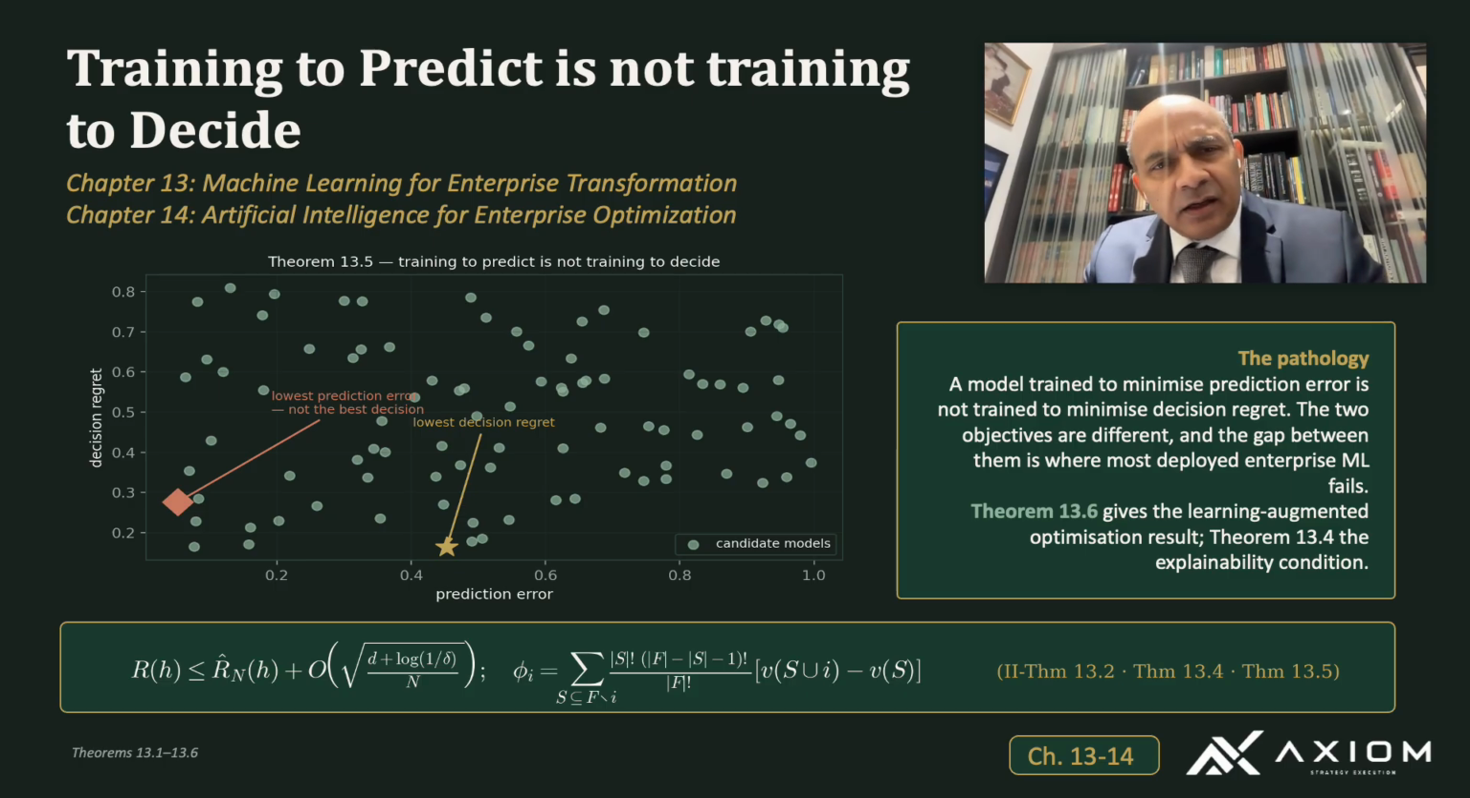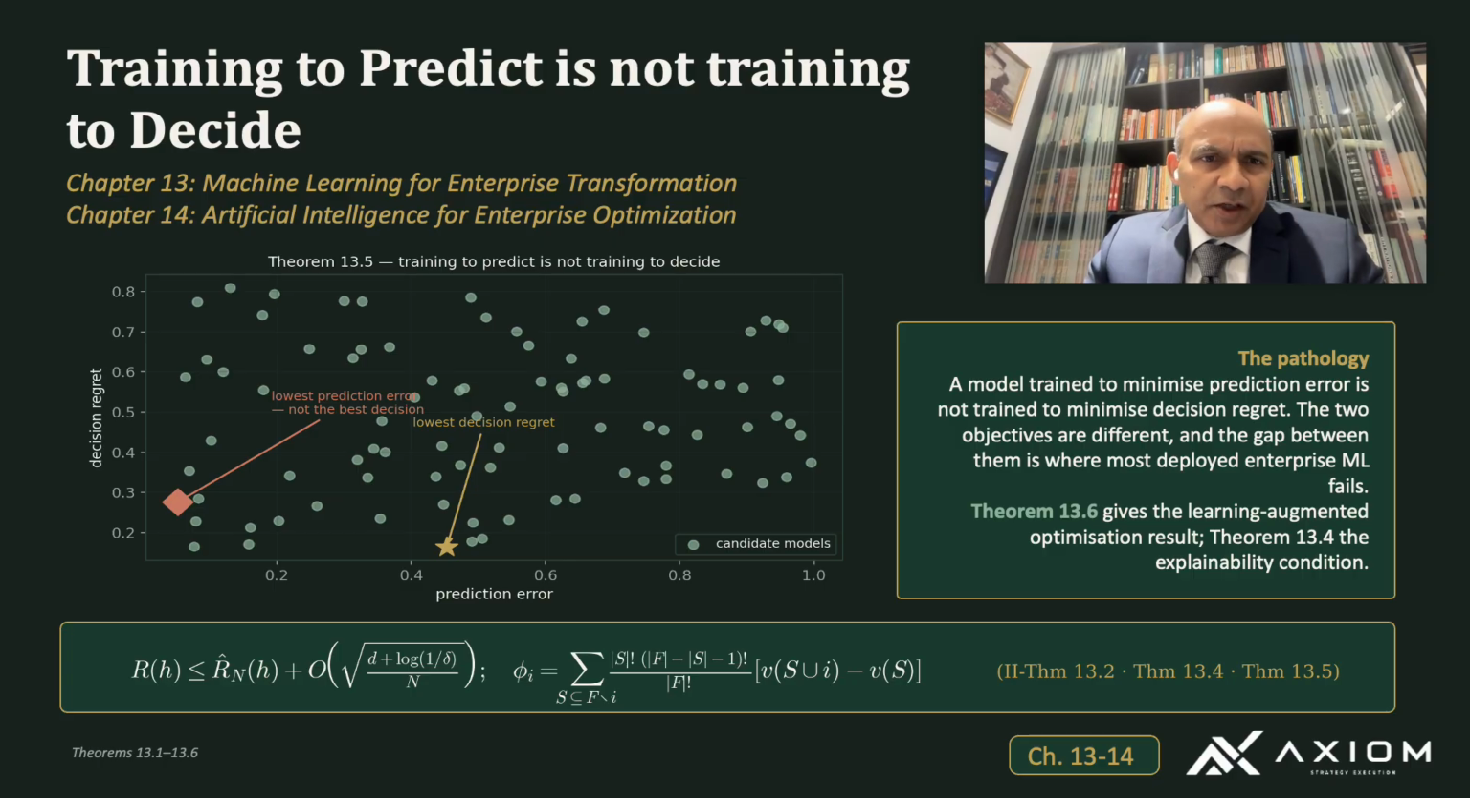Chapter 13 and 14 are about machine learning for enterprise transformation and AI for enterprise transformation. So let's go over some of the highlights on these two chapters. Theorem 13.1, Enterprise Learning Consistency Theorem.